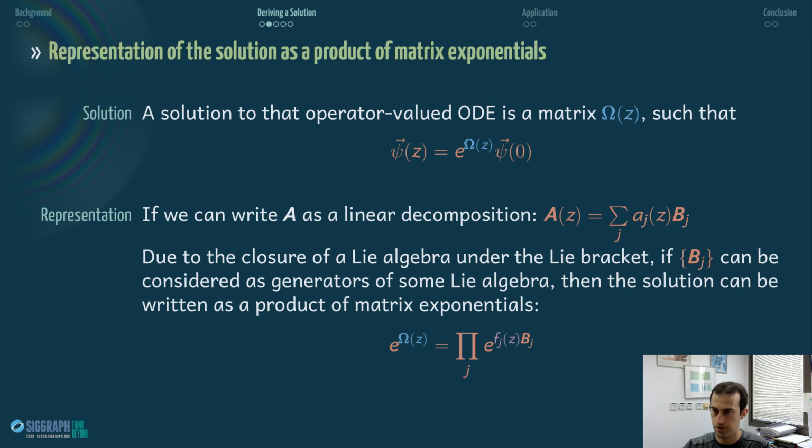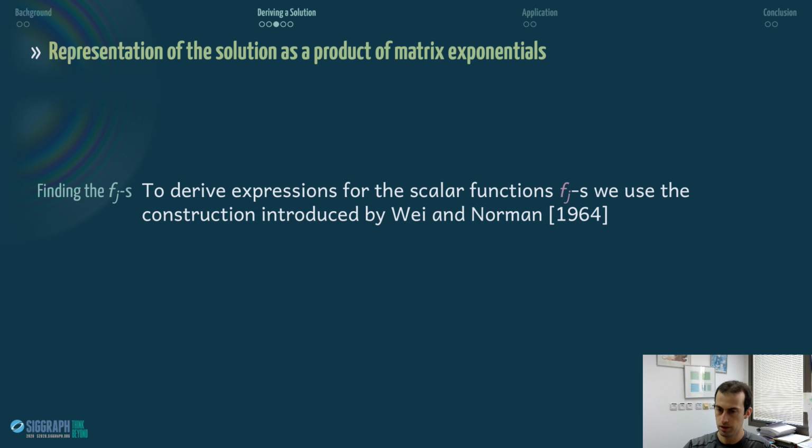If the generators, the matrices Bj, are known a priori, then the problem reduces to finding a set of scalar functions, which we denote f subscript j, and thus we have represented the solution as a product of matrix exponentials, and you will see why in a moment. So to make progress, we are going to employ a somewhat involved algebraic construction presented by Wei and Norman.